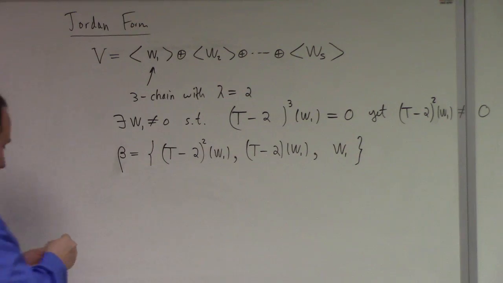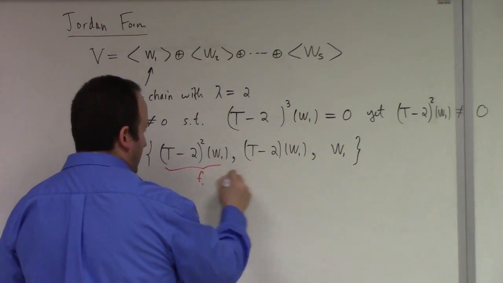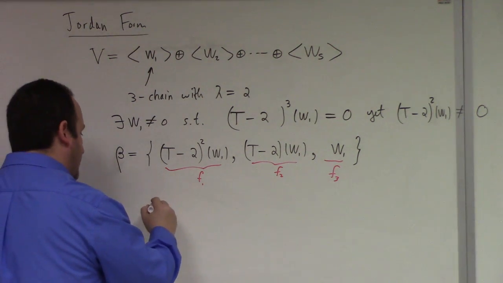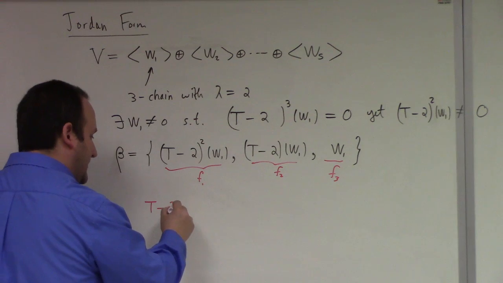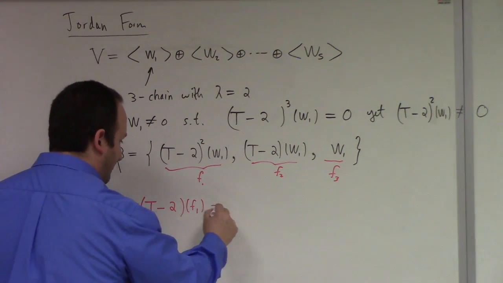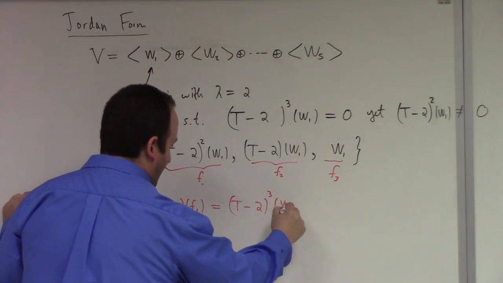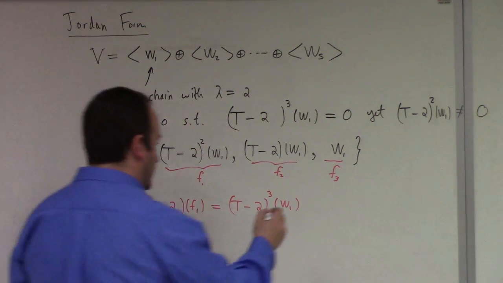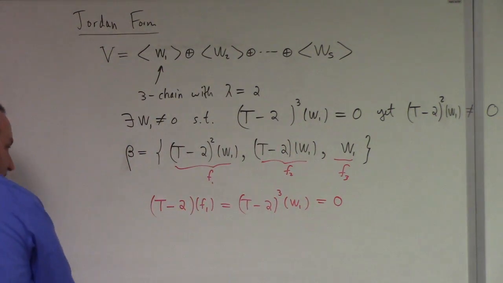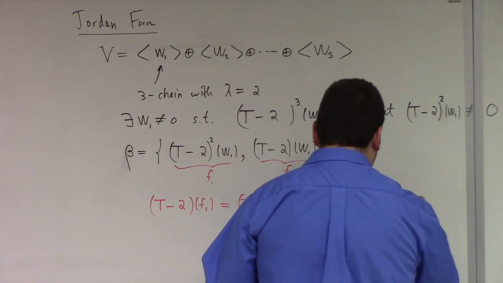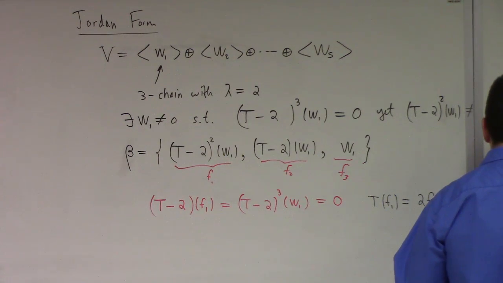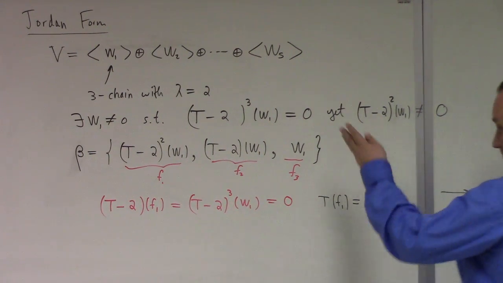Now, how does this work? Well, let's think about this for a minute. This is F1. This is F2. This is F3. What's that mean? What's the matrix of that look like? Well, what's T of F1? We have to be a little bit indirect here. What's T minus 2 on F1 equal to? That's the same as T minus 2 cubed on W1, right? Which is 0. So this tells us, in fact, that T of F1 is equal to 2F1.